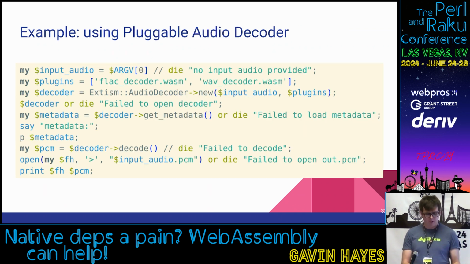Finally, here's an example program using the decoder. This script takes a path to an audio file as a parameter. Extism audio decoder attempts to open it, and if it doesn't work, tries the wave decoder. It queries the audio metadata, printing it out with Data::Printer, decodes the audio data, and lastly saves it to a new file, the input file with .pcm appended, as this is raw pulse code modulation audio without any header.